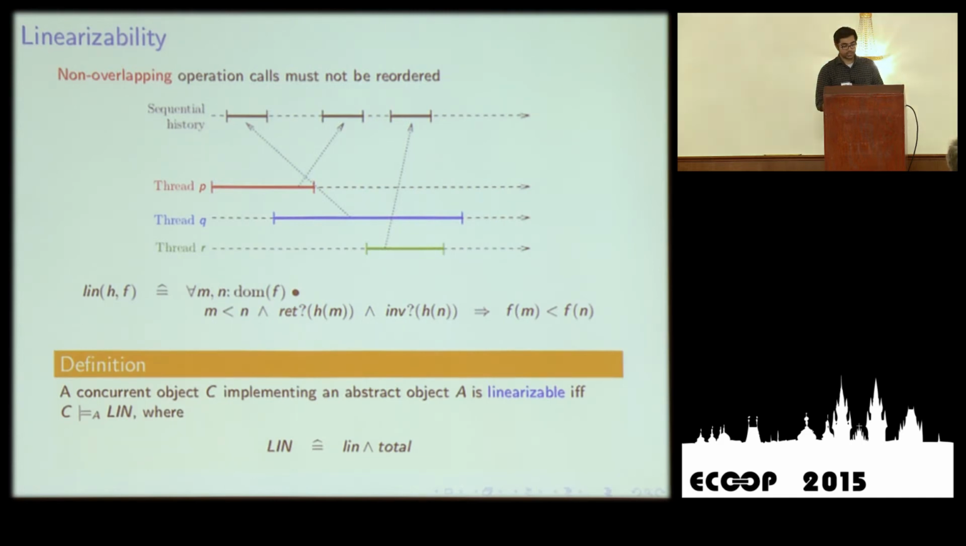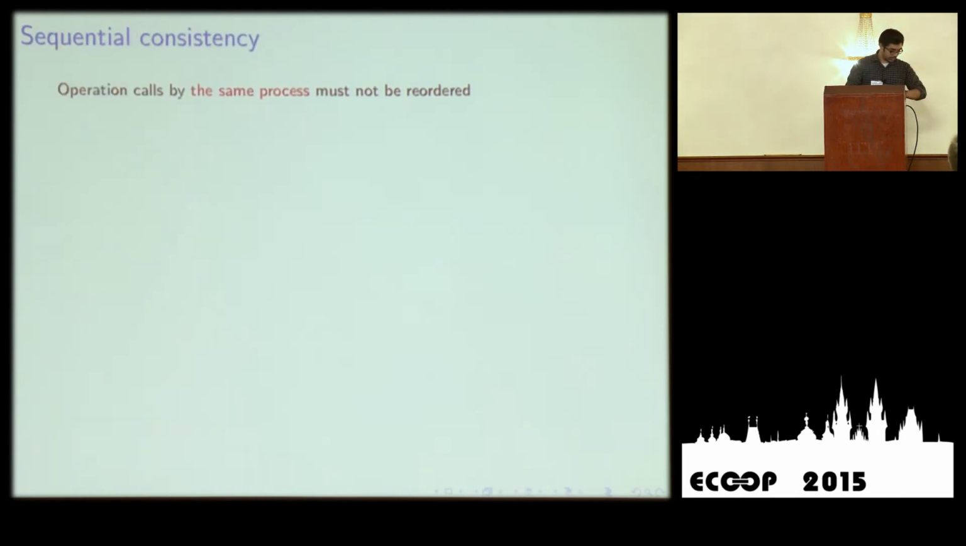Then we can lift this to objects themselves. You can read what's on the screen, but the correctness condition now becomes lin and total, where lin is the little lin. So it has an order condition lin and a commitment condition total.